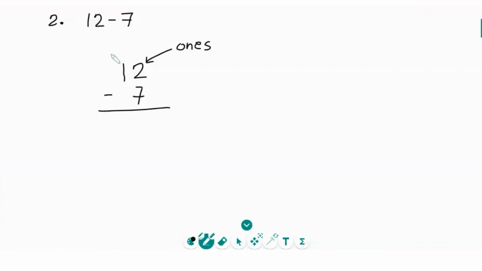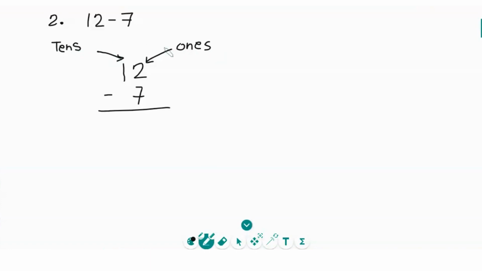Moving on to number 2. Now this time we have 12 minus 7. A while ago we used the counters and the number line. This time, we're going to do it vertically. So we have 12 minus 7. Just to recall, 2 here is in the ones place, and 1 is in the tens place.